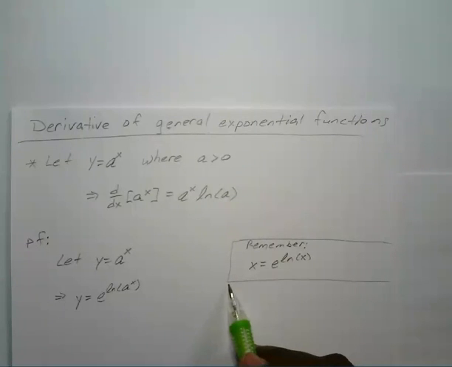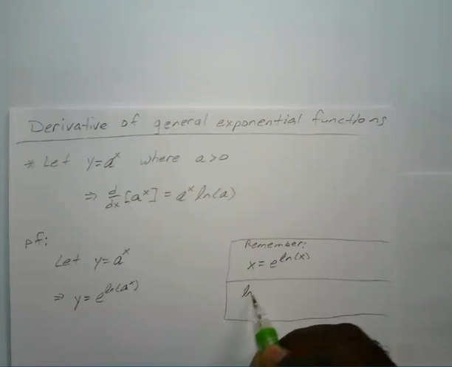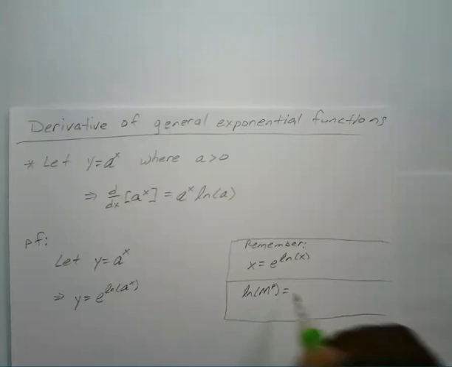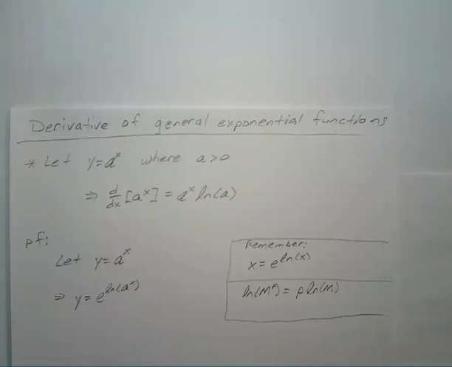Now, if you remember the power rule for logarithms, if you have the natural log of m to the power of p, that's going to equal p times the natural log of m. So for the natural log of a to the power of x, you can just bring that x down to the front. So you have y equals e to the power of x natural log of a.